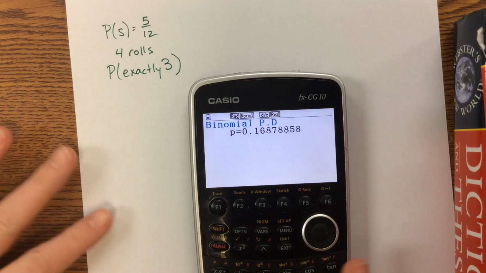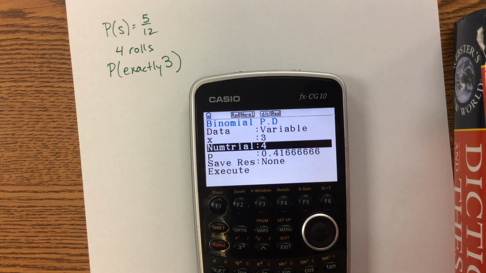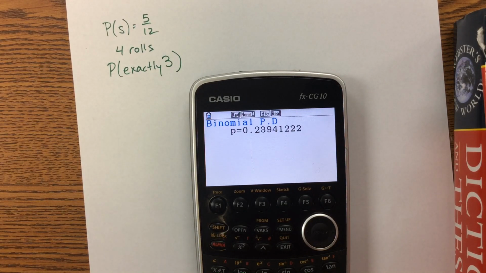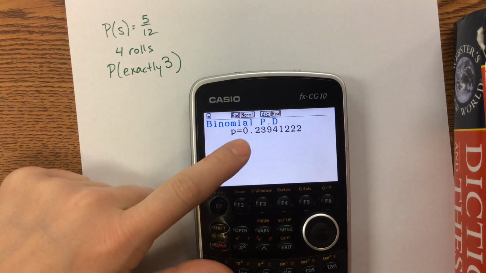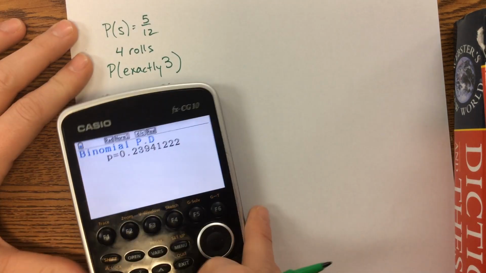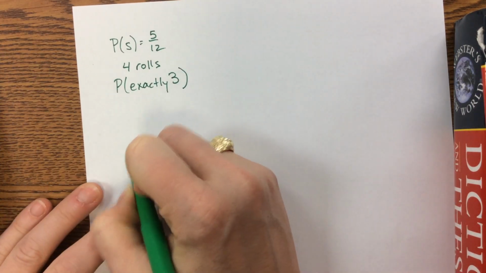We can also say, let's say that we're going to roll the dice 9 times, and we want to know the probability that we get exactly 3 that have a sum greater than 7. And that probability is about 23.9%.